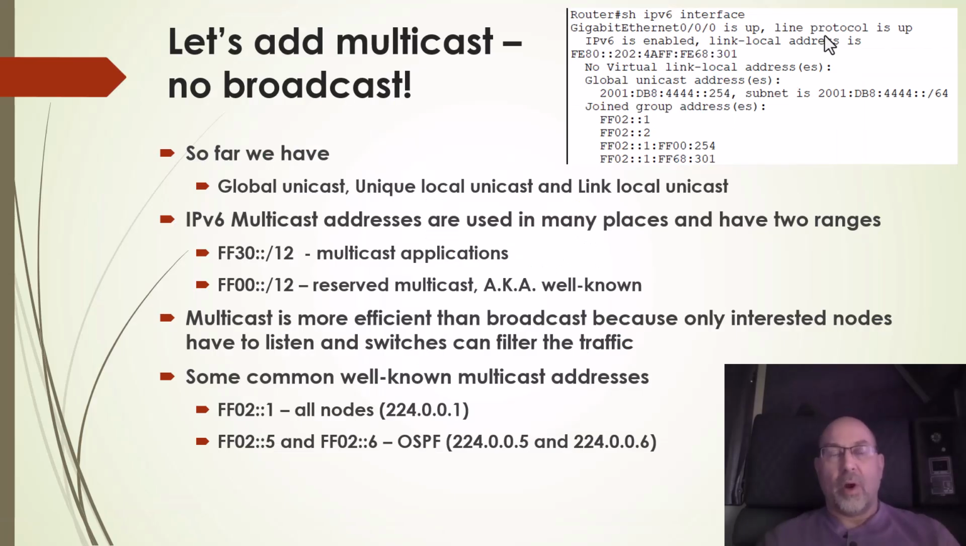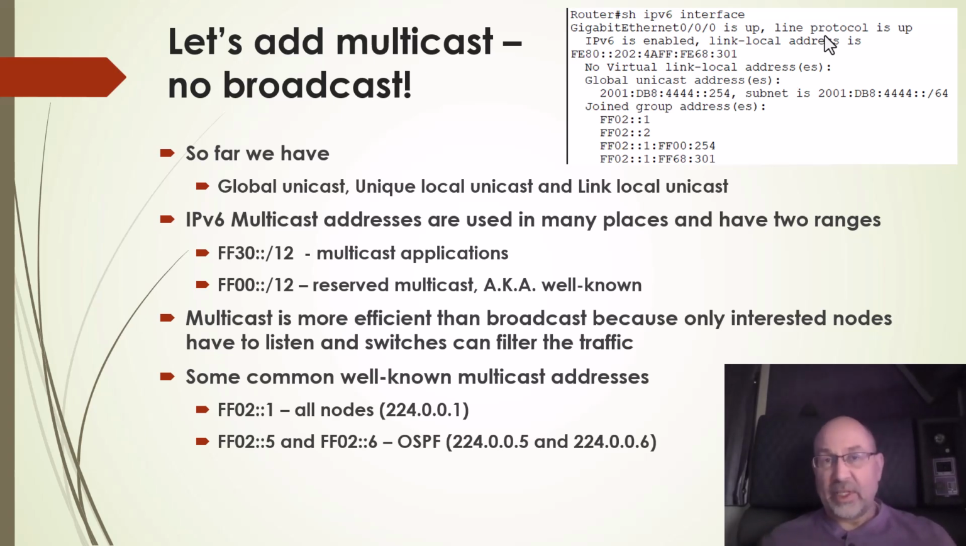All right, let's figure out this whole multicast thing. A really cool thing about IPv6 is that it doesn't have any broadcast, so we don't have to think about that at all. Now, up to this point, we've got global unicast, unique local unicast, and we have a pretty good handle on link local unicast.